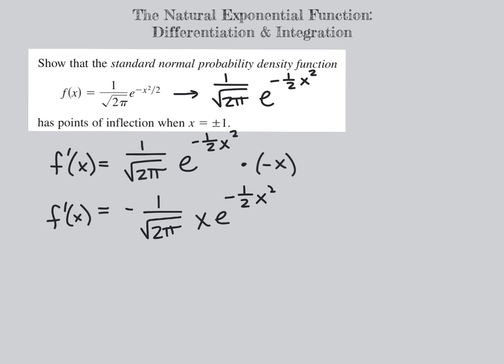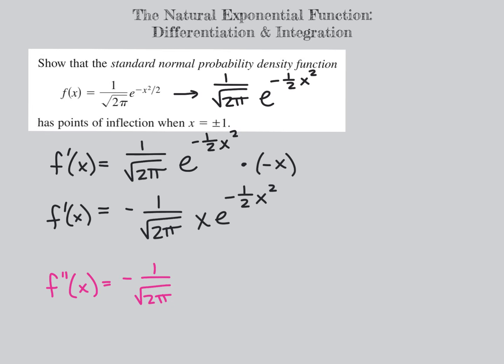All right, that wasn't too bad. Next, we want to find the second derivative. After all, the points of inflection come from analyzing the second derivative. Well, we again have this coefficient out in front. Let's just let it be. Now, we have something a little more complicated. We have x times e to the -1/2 x squared. This is a product. We need to use the product rule.